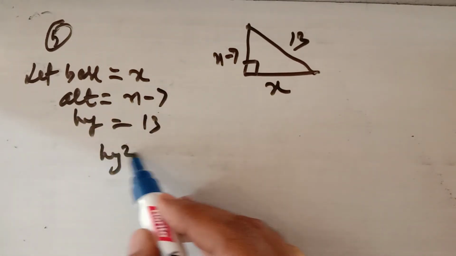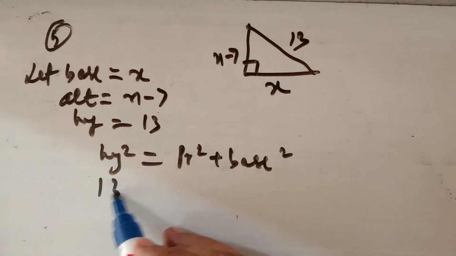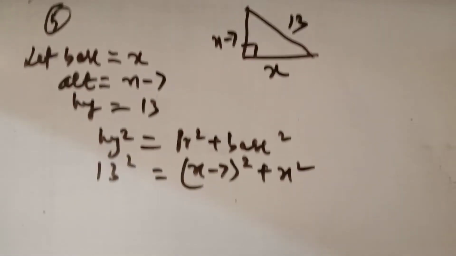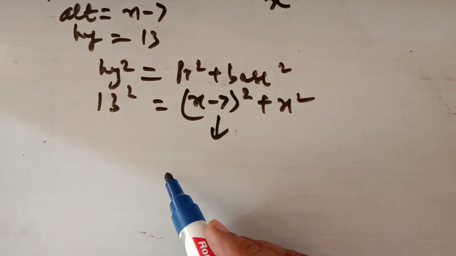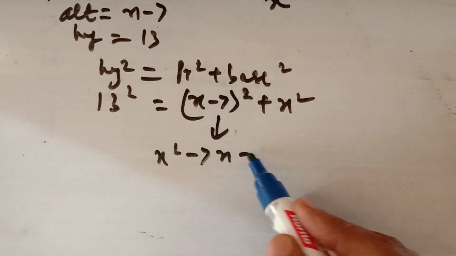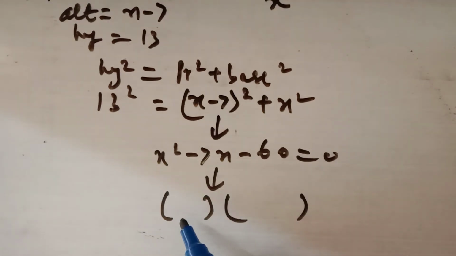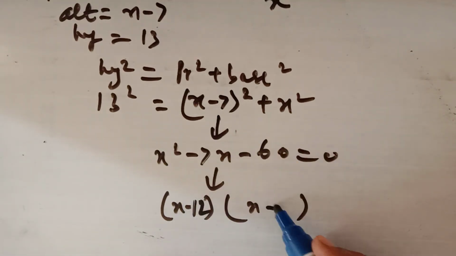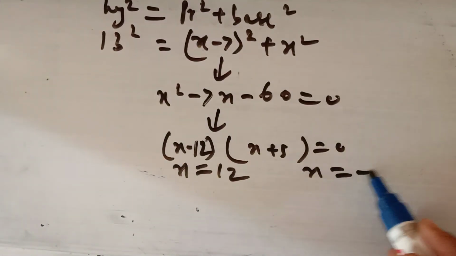So we know that hypotenuse square is equal to perpendicular square plus base square. The hypotenuse is 13. Perpendicular is x minus 7 whole square. Base is x square. Find the whole square and take all the terms to the same side. You'll get the quadratic equation as x square minus 7x minus 60 equal to 0. When you factorize it, you'll get the factors as x minus 12 and x plus 5 equal to 0. So the value of x is 12 and x is equal to minus 5.